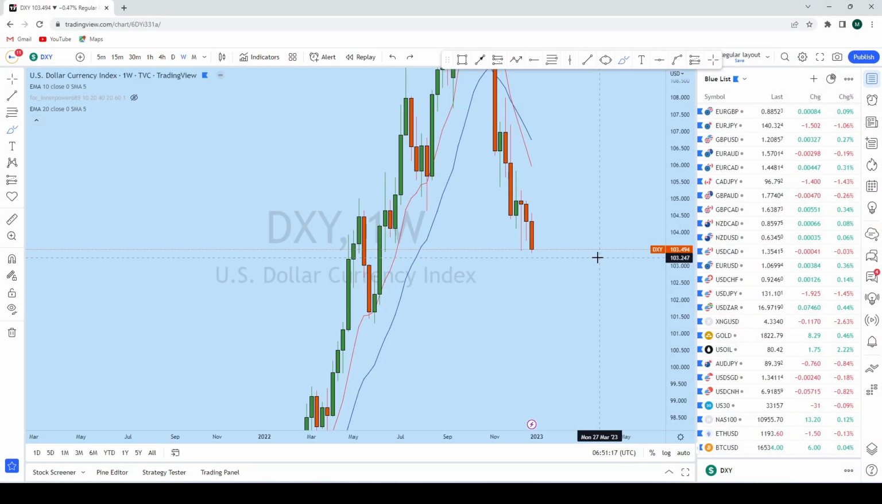Okay guys, so we'll be starting with first of all DXY. Now DXY will give us a clear idea of all the USD pairs. So we'll be beginning with DXY.